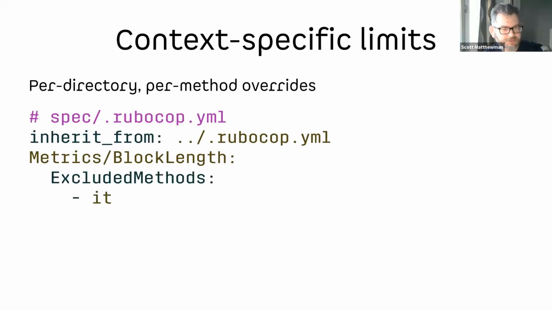Sometimes what I tend to do in RSpec is I don't mind at all how long an it clause is. If it's a clear test, I'd much rather have that than one that sacrifices clarity for the sake of brevity. So we exclude it from being counted within the block length cop. But if you've got any support or helper methods within that spec folder, they will still be examined by RuboCop.